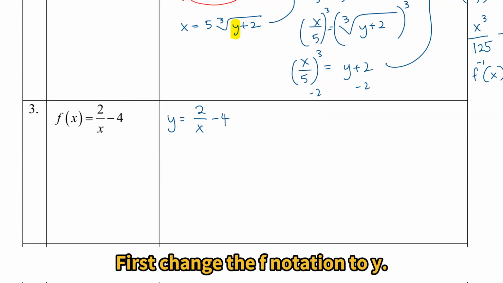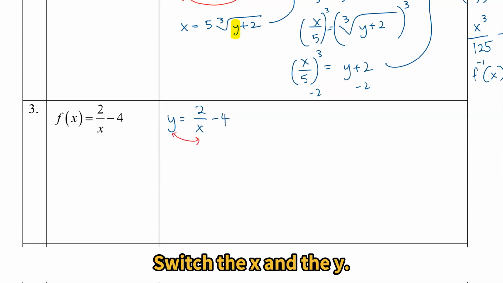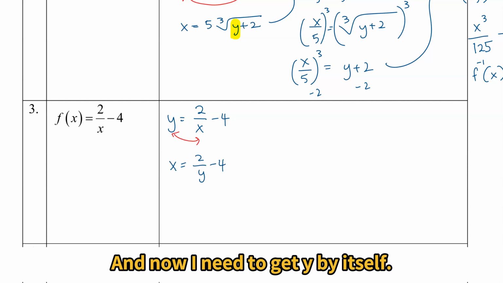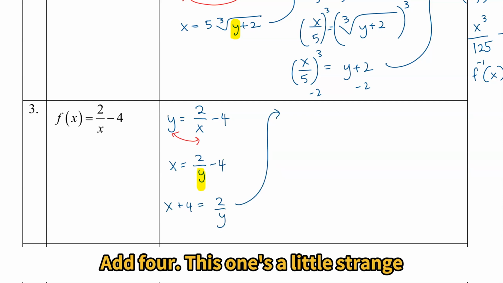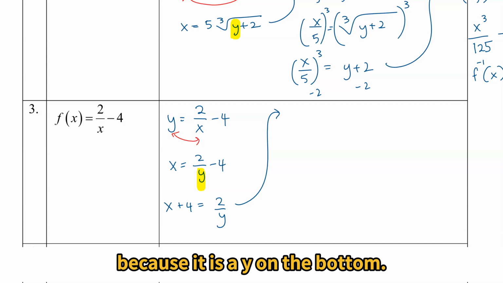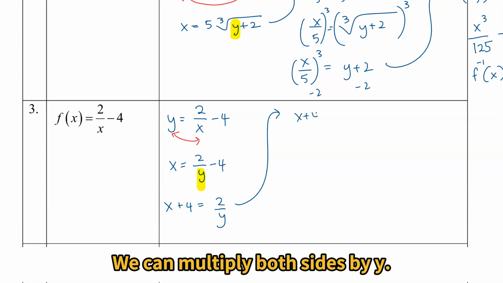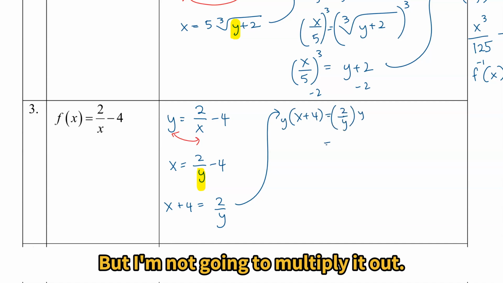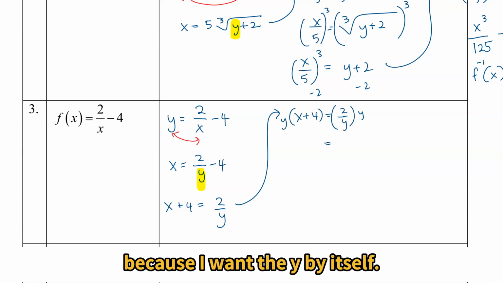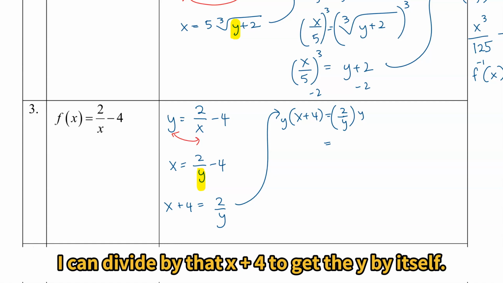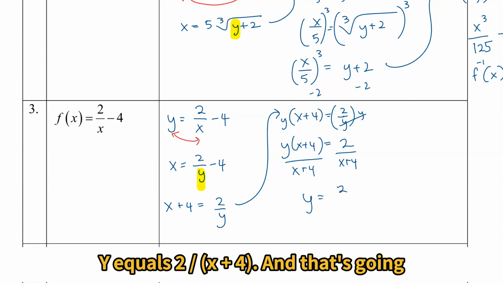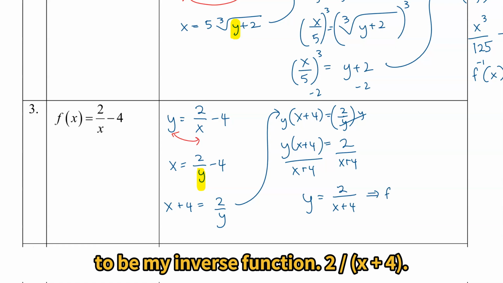First, change the f notation to y. Switch the x and the y. And now I need to get y by itself. Add 4. This one's a little strange because it has a y on the bottom, but we can multiply both sides by y. But I'm not going to multiply it out. I don't want to do that. Because I want the y by itself, I can divide by that x plus 4 to get the y by itself. So y equals 2 over x plus 4. And that's going to be my inverse function, 2 over x plus 4.